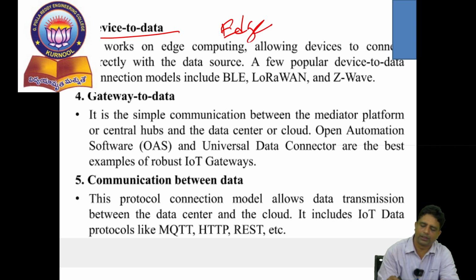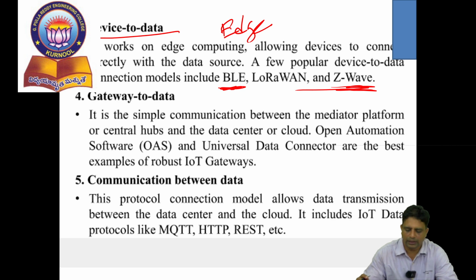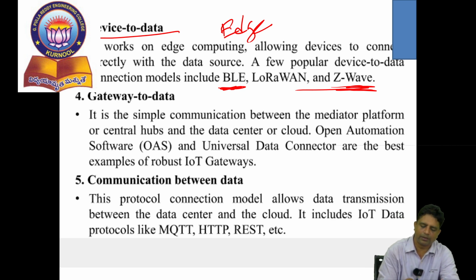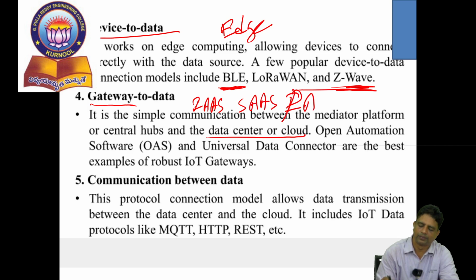Now from device to data, somewhere our device can go with edge computing at times. So edge computing means nearby communications. We will use Z-Wave, ZigBee or Bluetooth low energy enabled. Then gateway to data. This is the outer side of the router. From the router, it will be transferred to the data center. Here we will use communication standards called SaaS, PaaS, infrastructure as a service provider. This will be the strategy here.